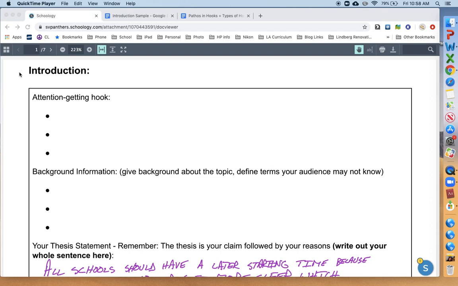So, guys, when you do an introduction, there are three parts to it. Okay, there's an attention-getting hook, there's background information, and then your thesis statement. The background information, sometimes we use the term bridge for that also, because it basically joins your hook and your thesis statement. Okay. You'll notice on the outline here, there are three bullet points. You don't necessarily need to use all three of them, but you might.